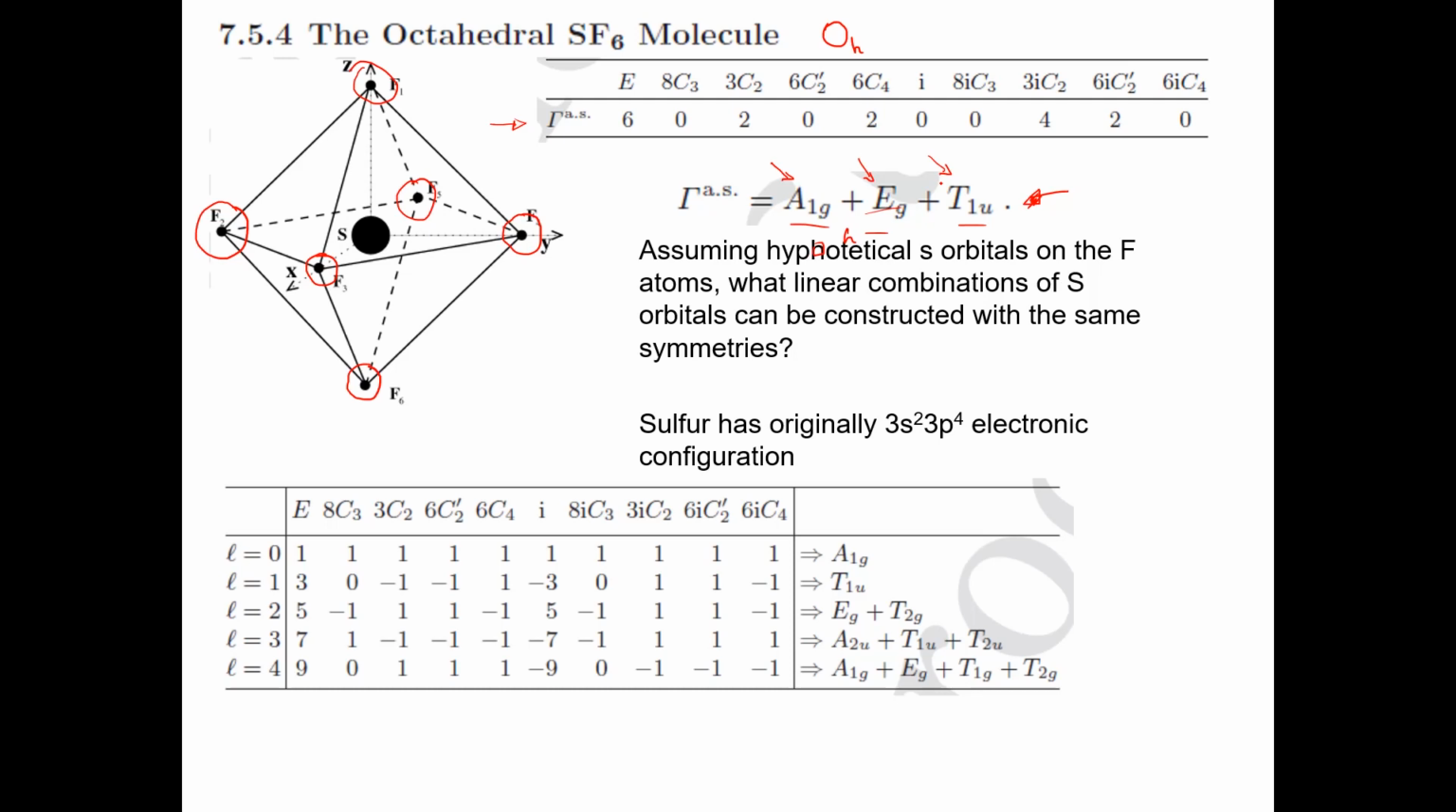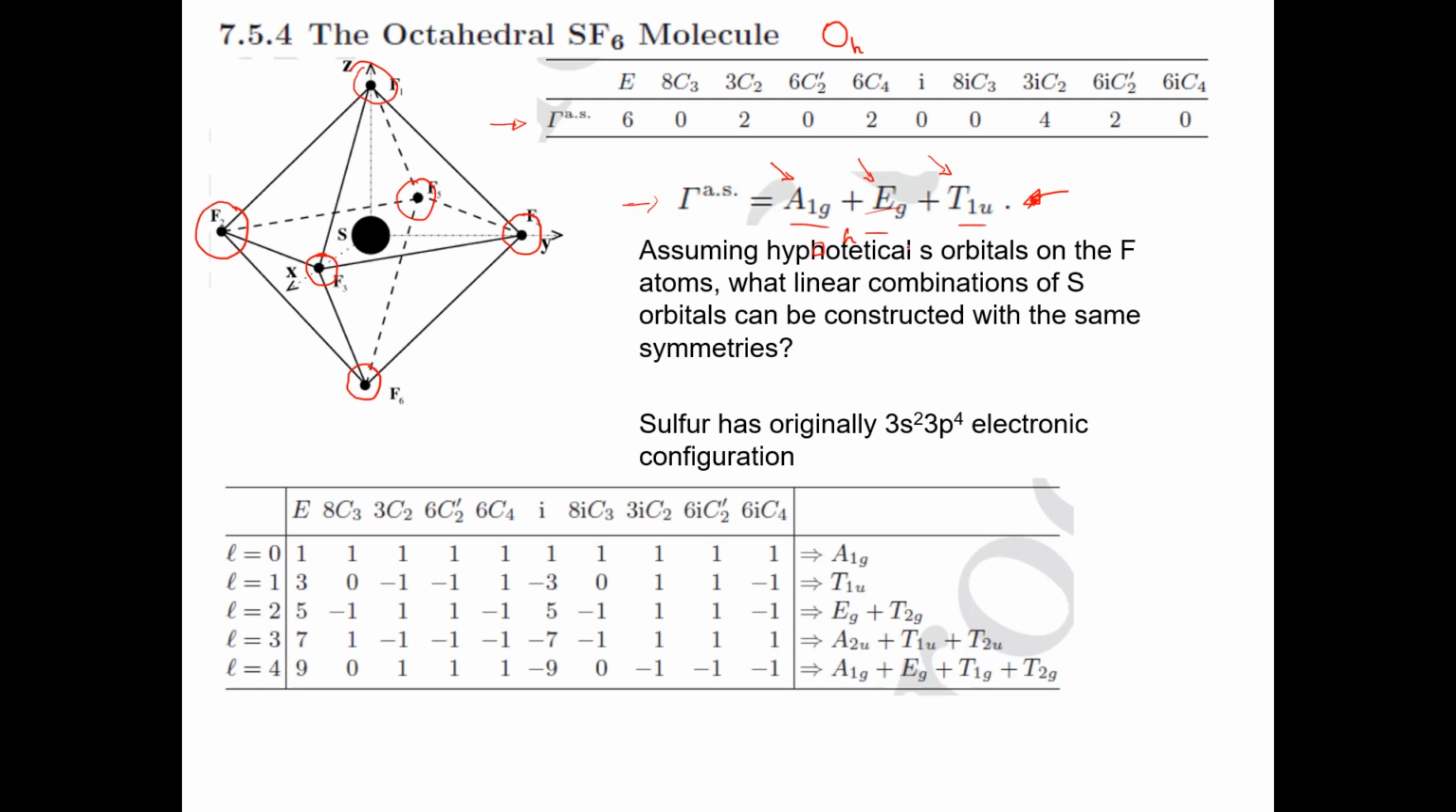So what I want to do now, and you have to repeat that in the problem set, is to think about now the sulfur atom. How can the sulfur atom arrange its electrons in a way to build combinations that have precisely the same symmetries, so I can make bonding and anti-bonding states with these states here, with A1g, Eg, and T1u. So let's see how it goes.